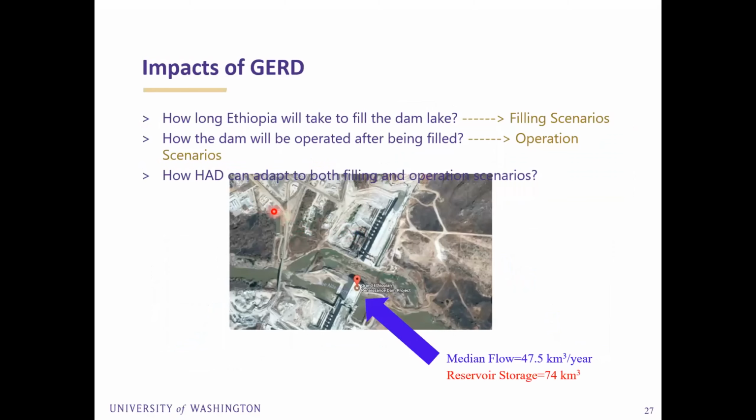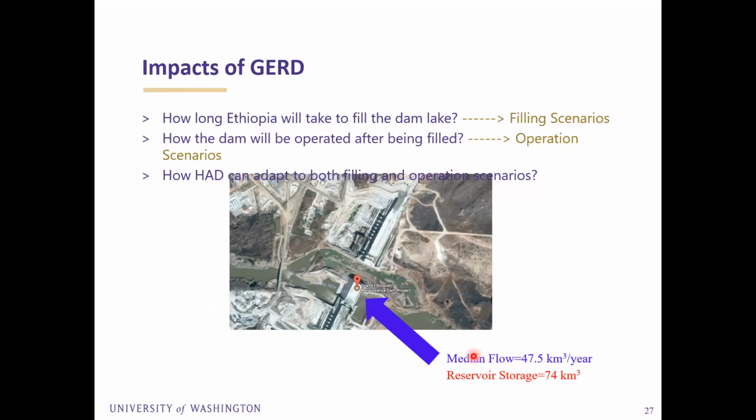So some of the questions are how long Ethiopia will take to fill the dam. This is kind of the impacts of the GERD. The first question is how long Ethiopia will take to fill the dam, and then how the dam will be operated even after being filled, and then how the High Aswan Dam can adapt to both the filling and the operation scenarios.